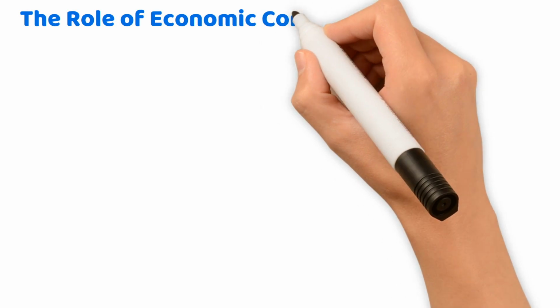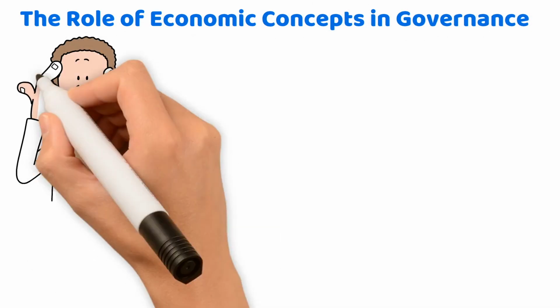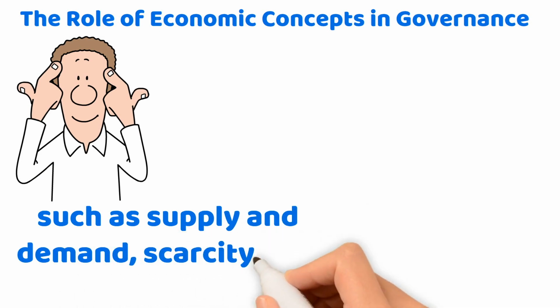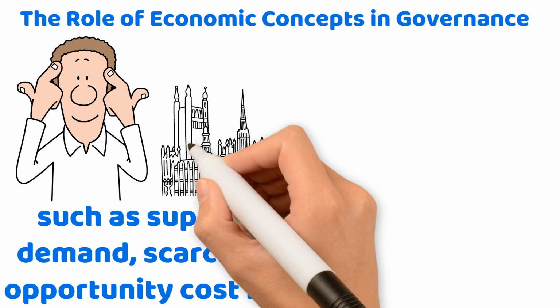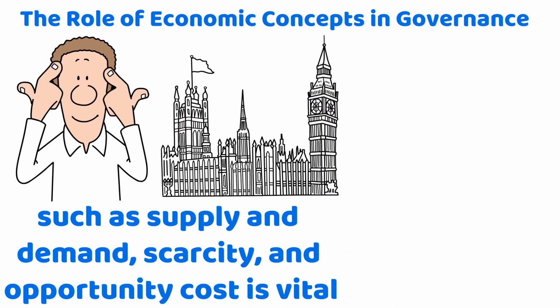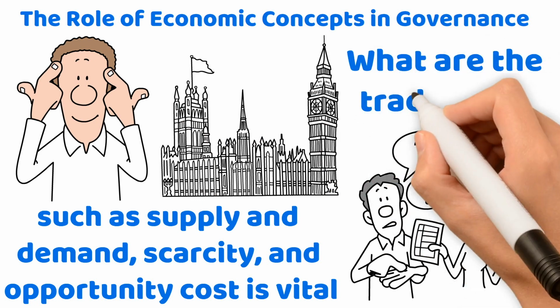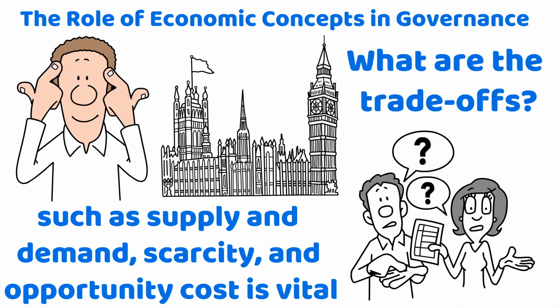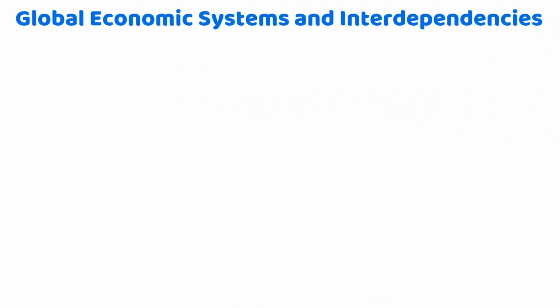The role of economic concepts in governance. Understanding basic economic concepts such as supply and demand, scarcity and opportunity cost is vital. These principles help us analyze government policies and their effectiveness. For instance, how does a government decide to allocate its limited resources? What are the trade-offs? These decisions are at the heart of economic policymaking.